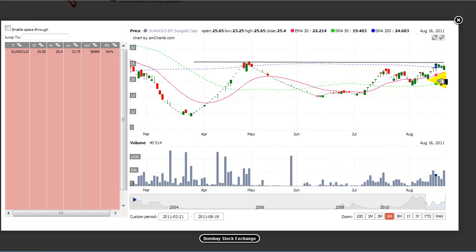We can see here the high is 25.65. Up here we always see the high, the low, the close, and the open. So 25.65 is the high. So a rally above the 25.65 level, above the 4-day high, would be our buy entry.